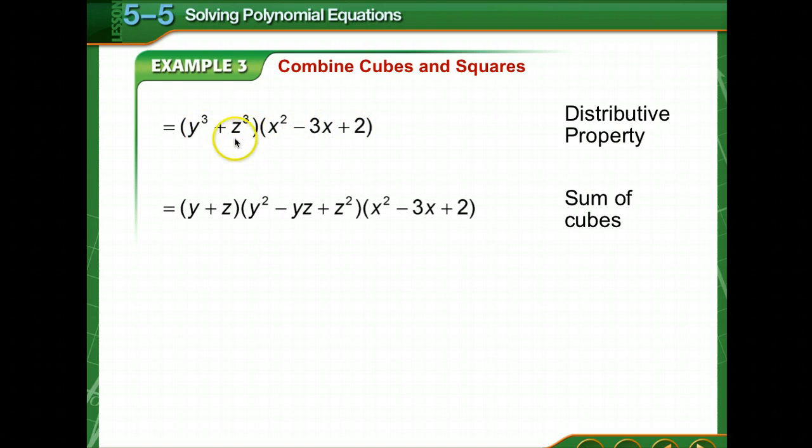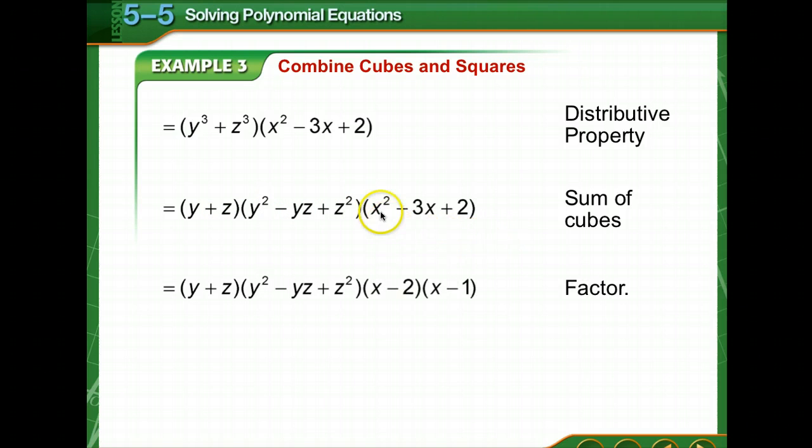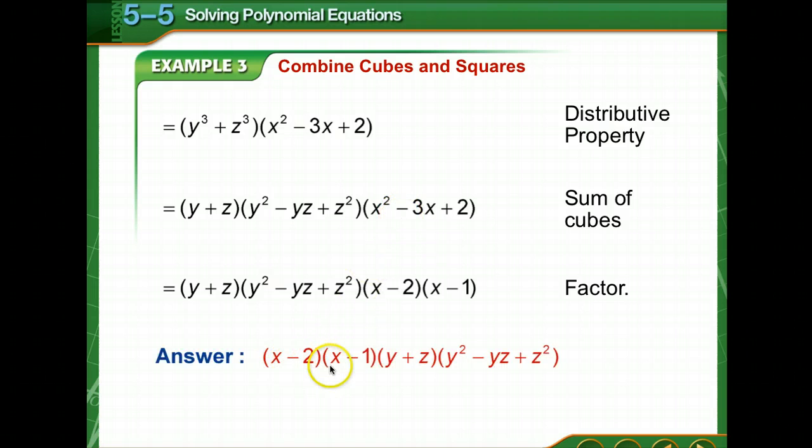We're not done factoring yet. We've got some perfect cubes here. So this, using our pattern, factors into y plus z times y squared minus yz plus z squared. This one factors yet again, x minus 2 times x minus 1. So that is our total answer.